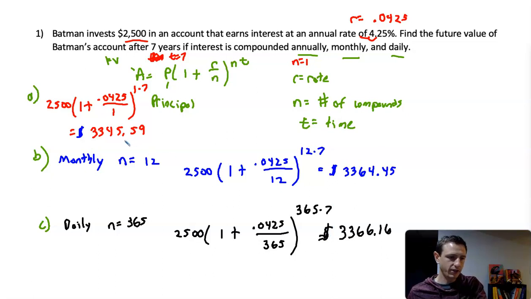Now notice, annually 3,345, monthly 3,364, daily 3,366. From monthly to daily, it didn't go up a whole lot, but still increasing. So you can see the pattern developing that the more we compound, the more money we're going to end up with. And that was a fairly low amount to be investing into an account. I guess a pretty good chunk of change, but not anything that's going to really start to see a big difference as we increase that compounding.